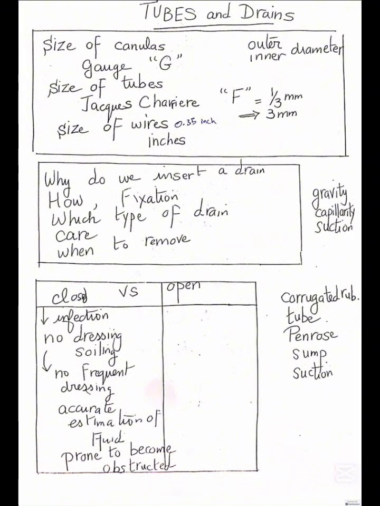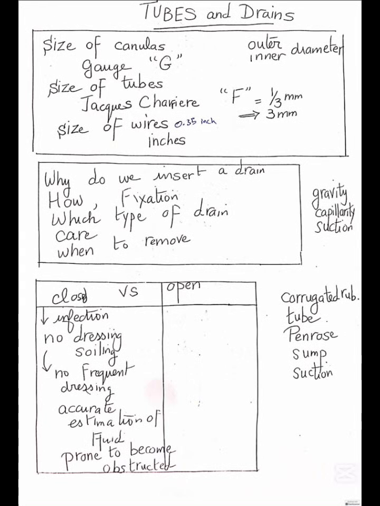Open systems, on the other hand, are more susceptible to contamination, but may be used in specific cases where free drainage is needed. Examples of open drains include corrugated rubber drains, Penrose drains, sump drains, and those connected to suction. These principles help guide proper post-operative care and prevent complications, ensuring faster and safer recovery for patients. Drains are also classified according to the material: rubber, plastic, or silicone-based. Each type is chosen based on the patient's condition, type of surgery, and expected fluid drainage.